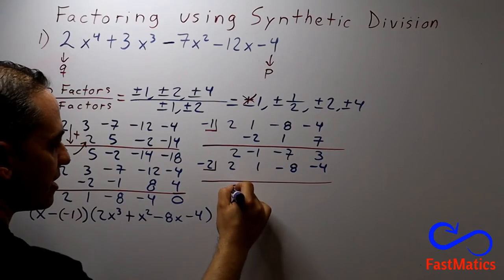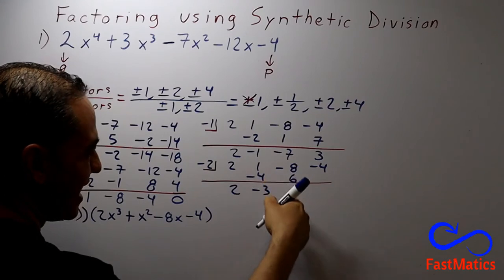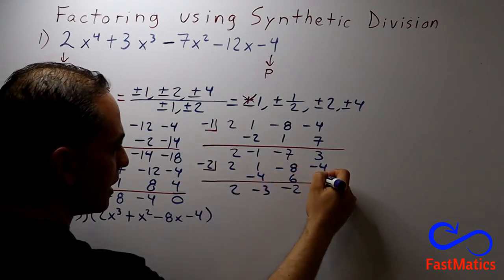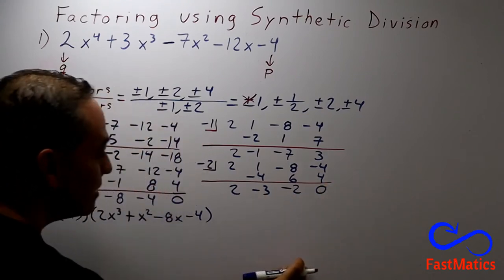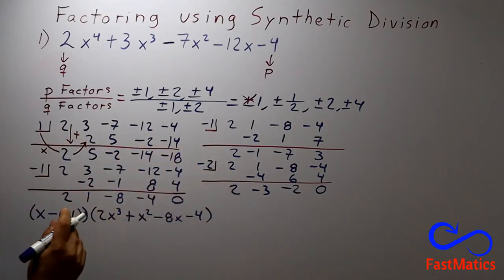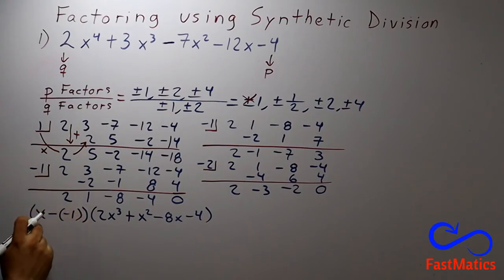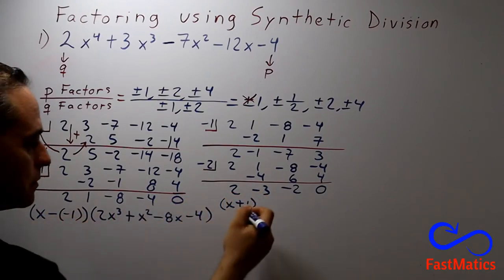After that, we add and we multiply. We add and we multiply. We add and we multiply. And finally, we get here a 0. Yeah! So, we can use this number for the factorization. Then, we rewrite this expression. Here we have x minus negative 1. Negative times negative is positive. So we have x plus 1 times.